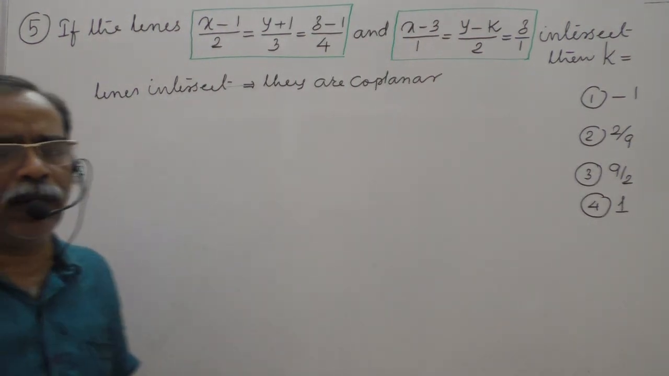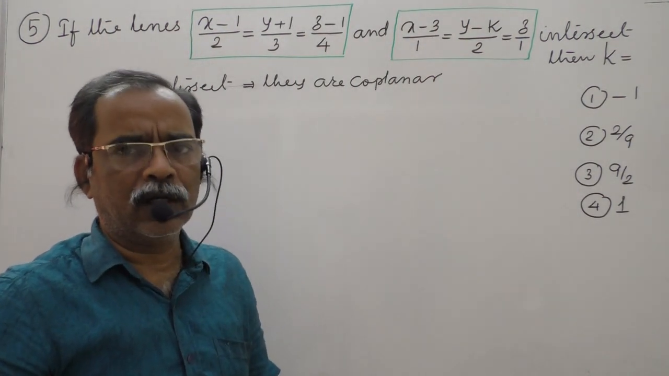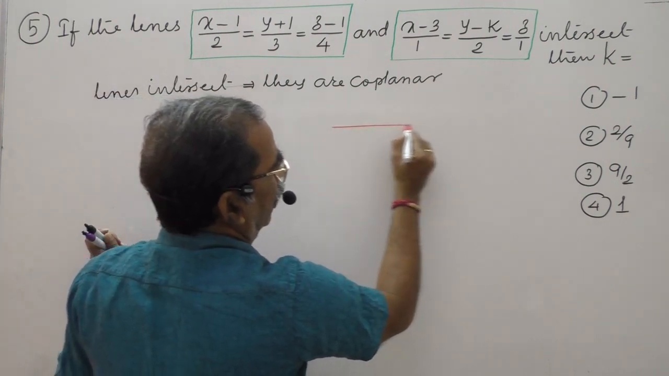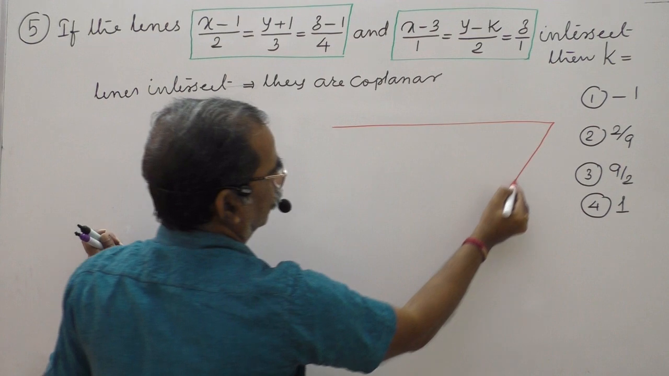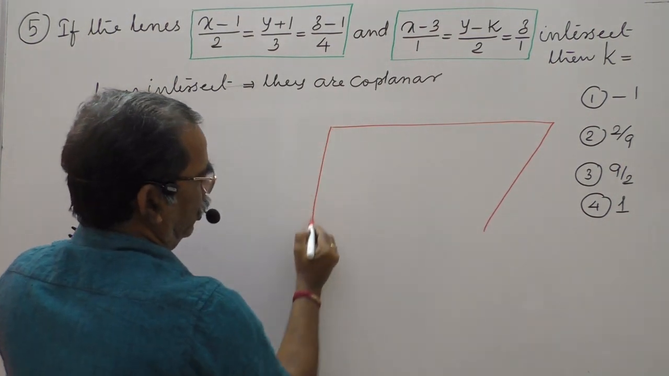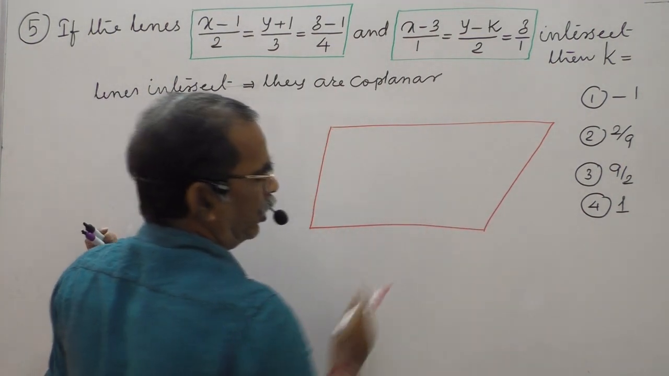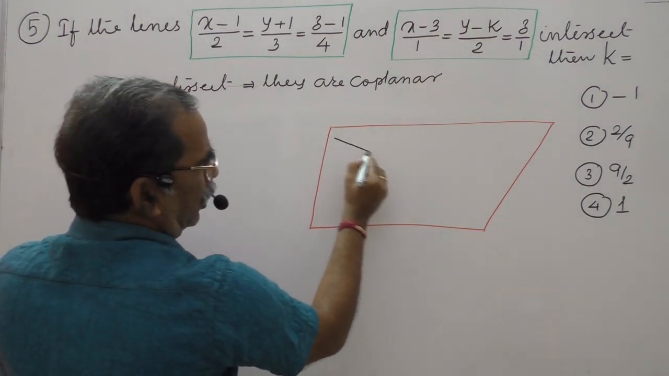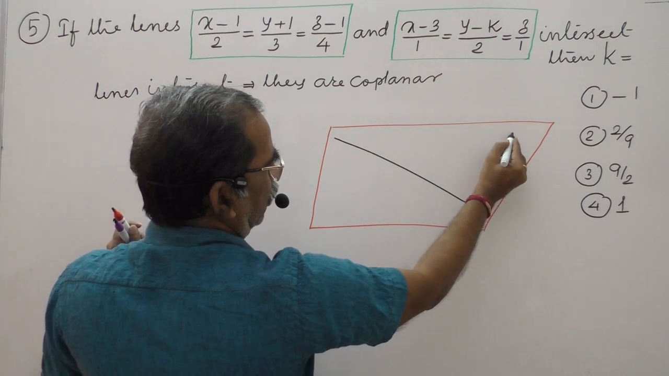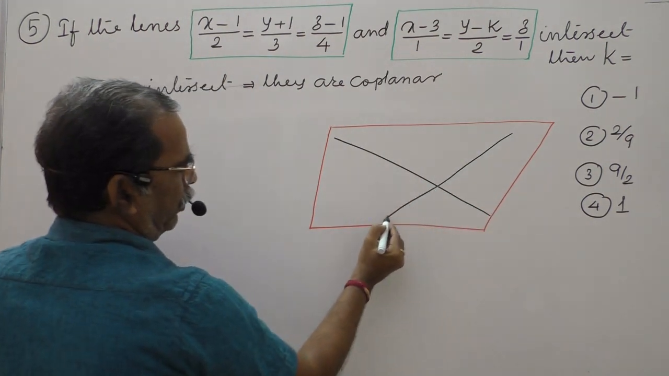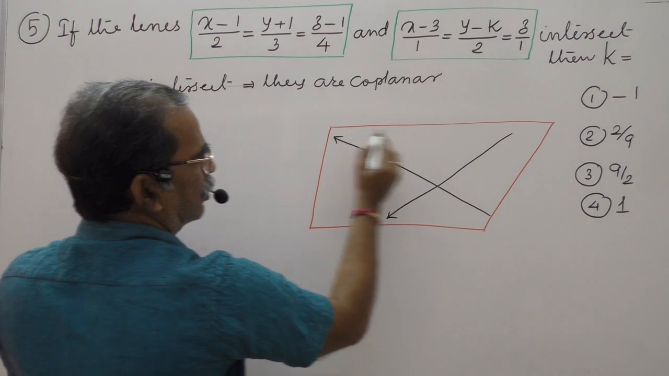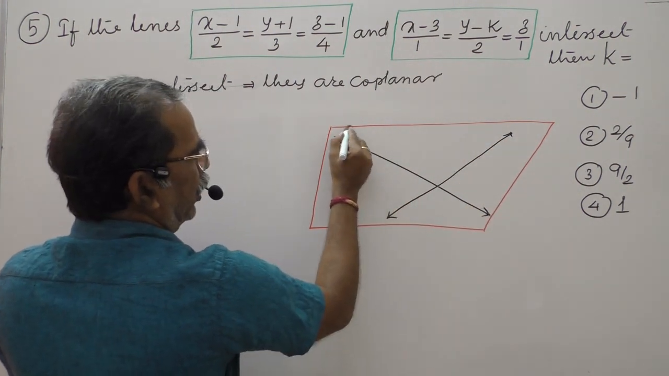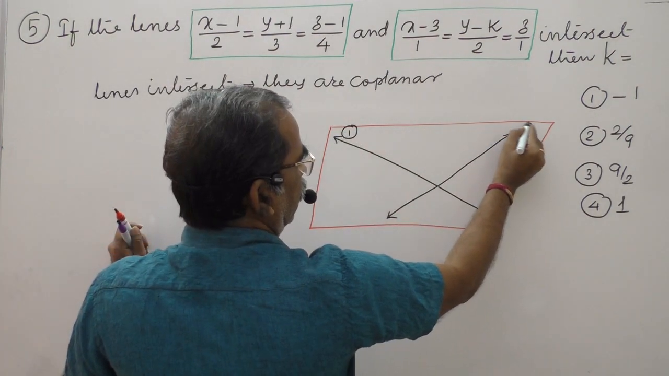Whenever two lines are parallel or intersect, definitely they are coplanar. Coplanar means they will lie on the same plane. For example, suppose this is the plane on which the two lines lie. So here, given that the two lines intersect, roughly this may be the figure. These are the two lines. They are intersecting. This is the first line. Suppose this is the second line.